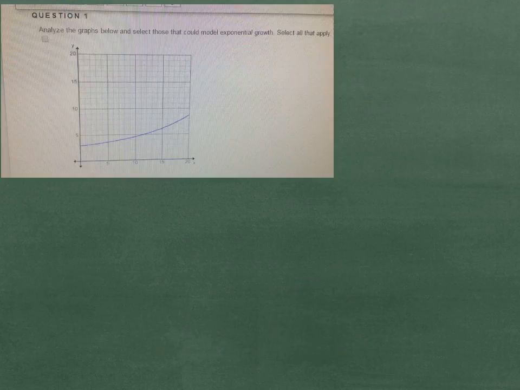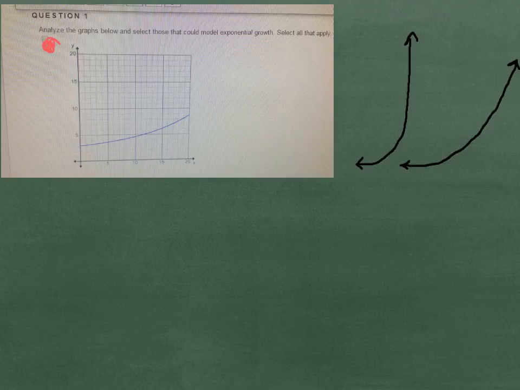The first question is to analyze the graphs below and select those that could model an exponential equation. Select all that apply. What you need to know about this question is that exponential graphs all have this kind of a shape. They all curve. Some take longer to curve and some curve more quickly, but they always curve in this direction. So this first picture is an answer, so you would want to select it. This is an exponential graph.